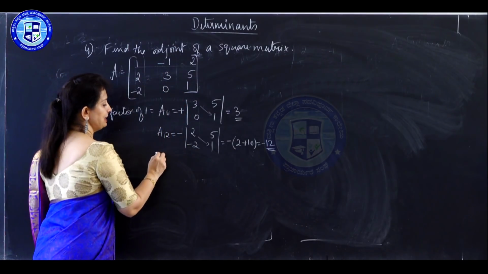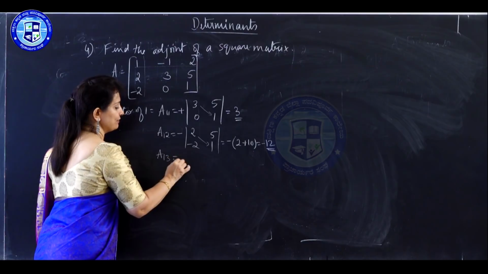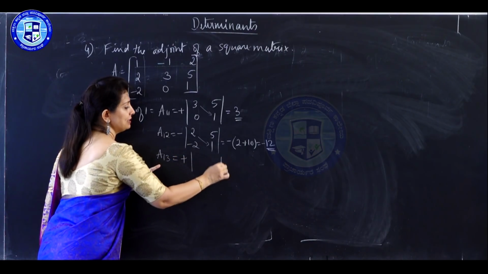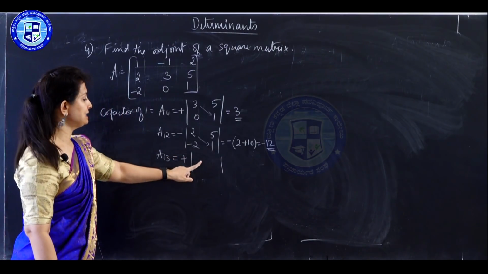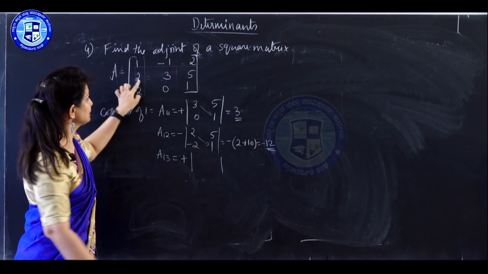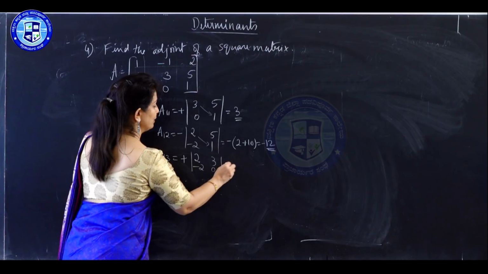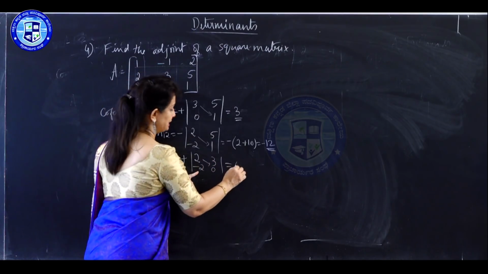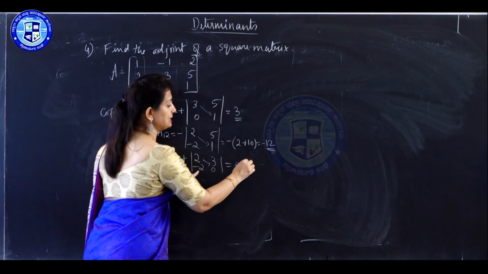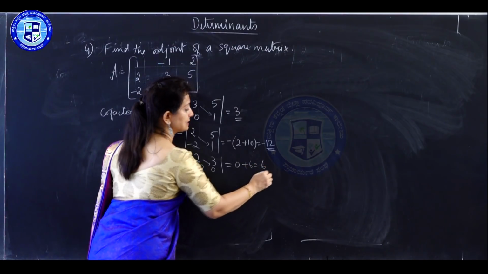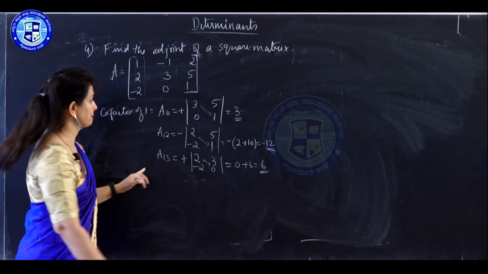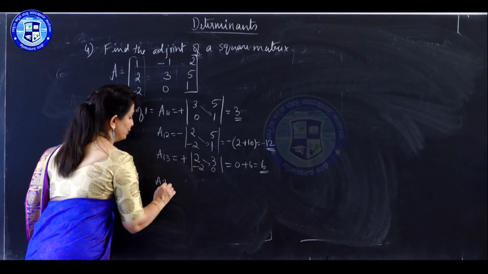Now A13. 1 plus 3 is 4, even, so plus. Delete the first row and third column. We will have 2, 3, minus 2, 0. Cross multiply: 0 minus minus 6 is plus 6, so it is 6. That is A13.